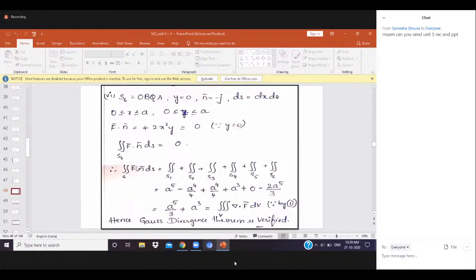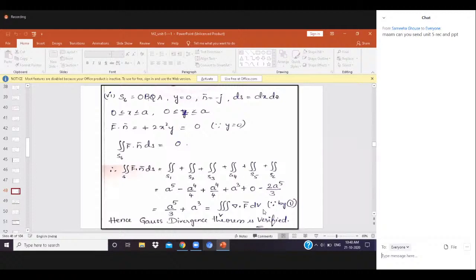Then we add the total surface integral over all the surfaces, and simplifying we get a power 5 by 3 plus a cube. This is the same as the triple integral of divergence of f bar dV from equation number 1, because the right hand side of equation number 1 we calculated is also a power 5 by 3 plus a cube. So both are equal. Hence the Gauss divergence theorem is verified.